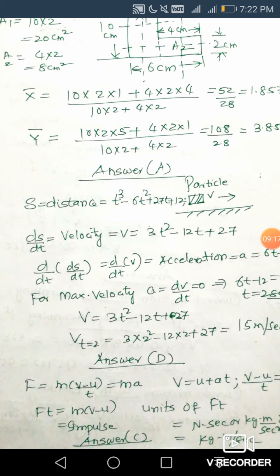So the units of impulse are newton seconds. Other things are given only to confuse you. You can substitute mass units also, kg into meter per second; those also are the units of the impulse.